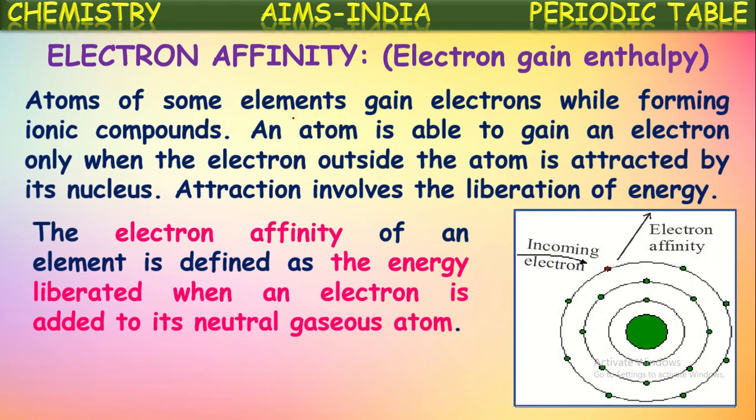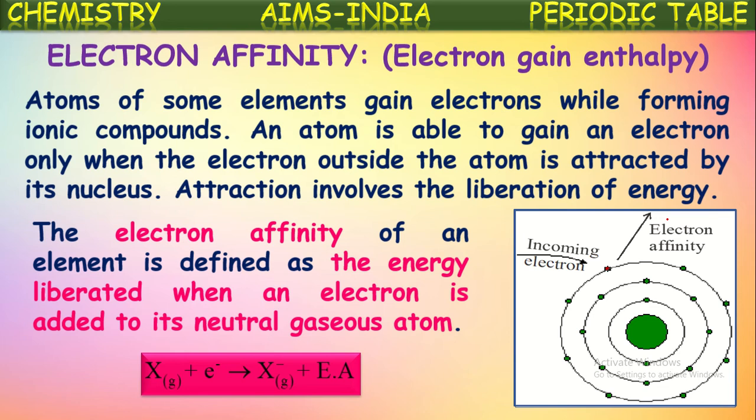See here, suppose an electron is given to this atom from an incoming electron. When this electron is taken by this atom, this nucleus will attract this electron. In this attraction, a certain amount of energy will be emitted by this atom. That emitted energy by this atom in taking this electron is called electron affinity, which is also known as electron gain enthalpy.